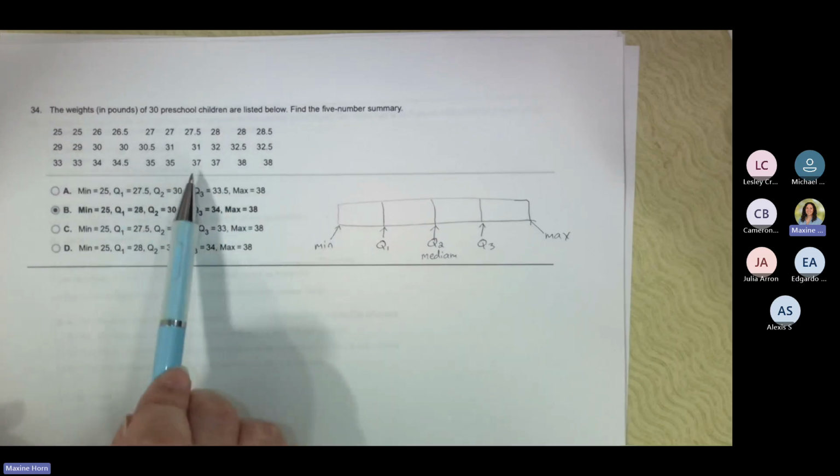So again, depending on how many numbers you have, and also depending on if they've already sorted them, it might be easier for you to do it by hand, or it might be easier for you to plug it into the calculator. So let's see, is this in order? It looks like it is in order.